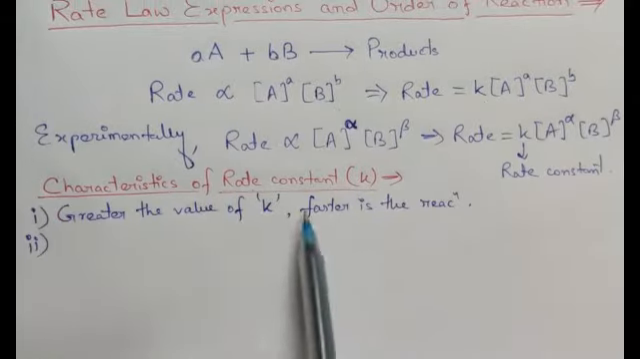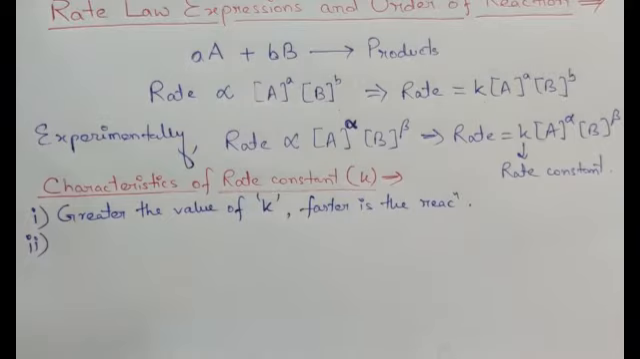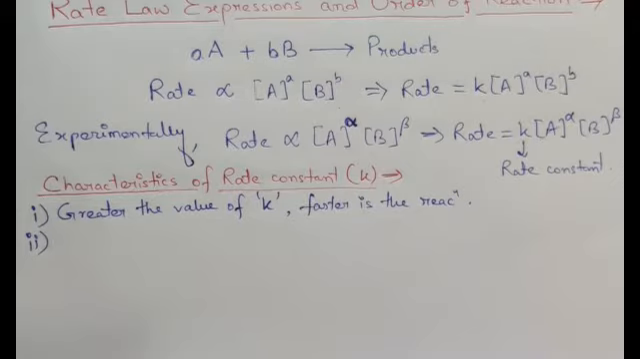Now see, this is the term rate constant. That means for each and every reaction, the value of the rate constant is fixed. So each reaction has a definite value for the rate constant at a particular temperature. If we change the temperature, the value of the rate constant of that reaction will also change, because we know that on increasing the temperature, the rate of reaction changes. So in that case, the rate constant will also change.